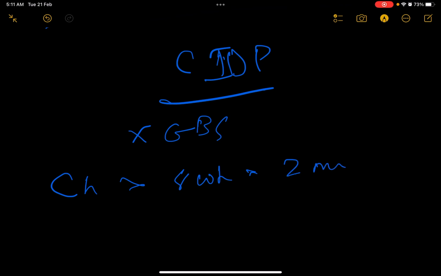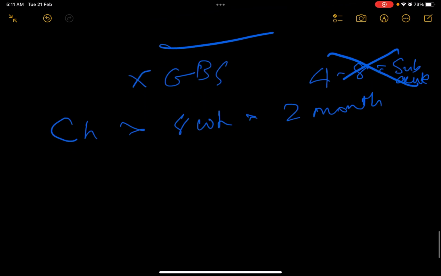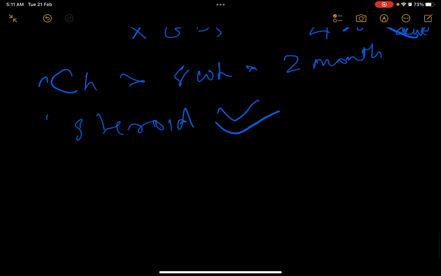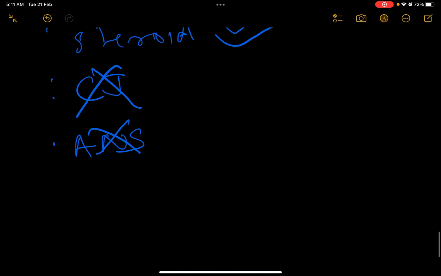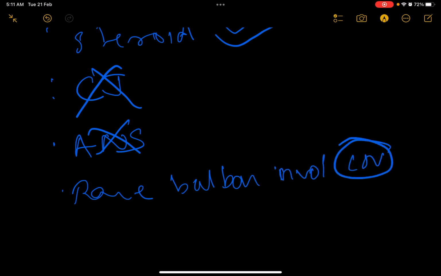That is 2 months. Let's say it was between 4 to 8 weeks, it would be subacute. Is this necessary? Not at all, just general. Is it steroid responsive? Yes, it's steroid responsive. So that is why I'm saying it's different from GBS. It is not GBS because GBS was steroid unresponsive. Is there any cause like Campylobacter jejuni? No. Is there any ANS involvement? No. Is there any bulbar involvement? Rare bulbar involvement. What do I mean by bulbar involvement? Bulbar involvement is basically cranial nerve involvement, the bulb.